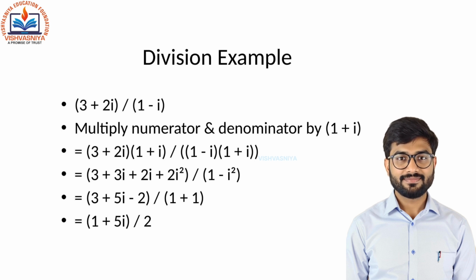Step 2. Expand numerator. 3 plus 3i plus 2i plus 2i squared is equal to 3 plus 5i minus 2, which is equal to 1 plus 5i. Denominator is equal to 1 minus i squared, which is 1 minus (minus 1), equal to 2. Final answer is equal to (1 plus 5i) divided by 2.